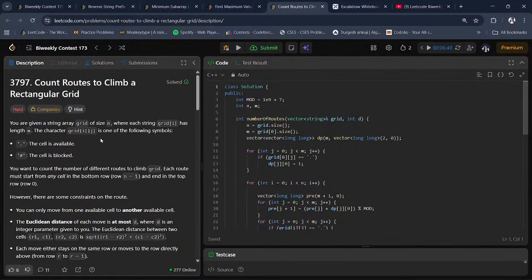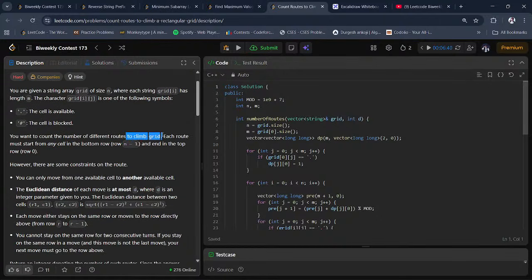So let me read the question. You are given a string array grid of size n, where each string grid[i] has length m. The character grid[i][j] is one of the following symbols. If it is a dot, the cell is available. If it is a hash, the cell is blocked. You want to count the number of different routes to climb the grid.